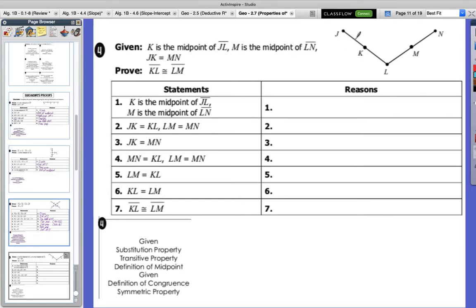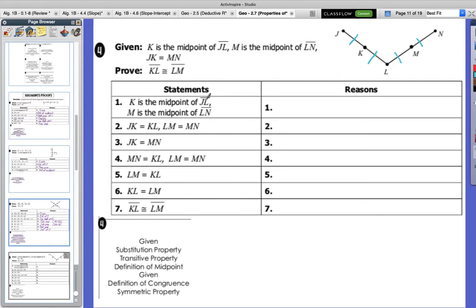Okay, I'm going to mark some given information here. The measurement of JK has an equal measurement to the measurement of segment MN. We know that will mean they'll be congruent, even though we don't have that information written down yet. And we know K is the midpoint of J to L, so J to K and K to L are congruent. And since M is the midpoint of LN, LM and MN are going to be congruent. So let's go ahead and mark our picture to help us out.